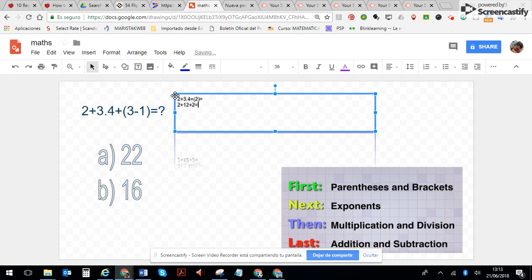And then to finish off, we would go and do additions or subtractions or both. In this case, we only have additions. That means 2 plus 12, which is 14, plus 2 equals 16. All right, and this would be the correct answer, 16, and the correct explanation. So 16 is the result, and now we know why.